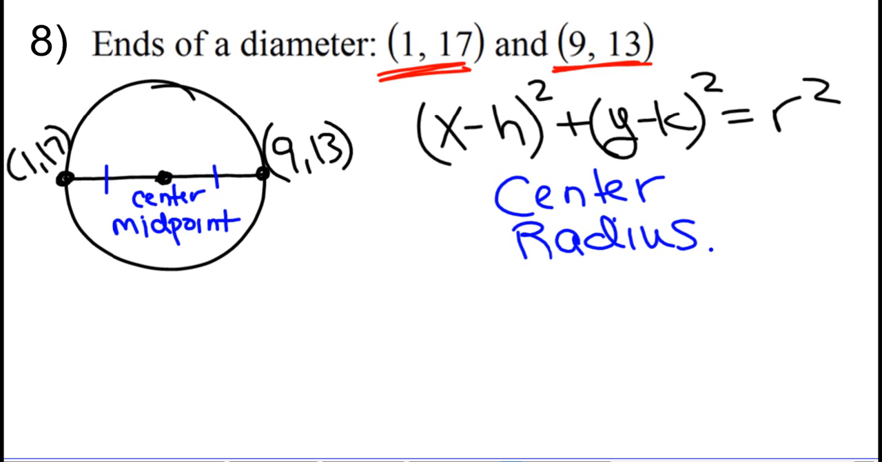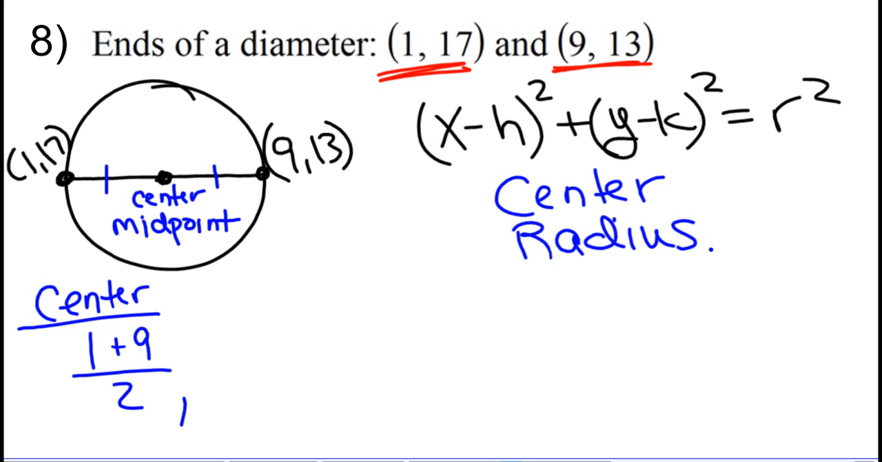So if I want to find my center, to find my midpoint, all I'm going to have to do is use my midpoint formula, where you just add your x's, divide by 2, add your y's, divide by 2. So my center of the circle, that's the easy part. Finding the center is going to be (1 + 9)/2, and (17 + 13)/2, right?